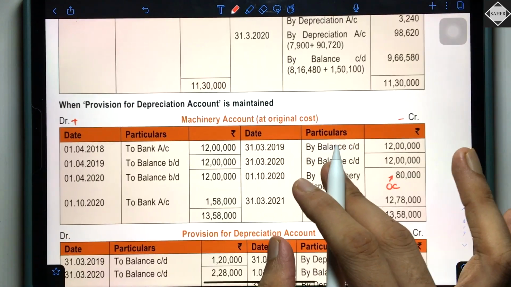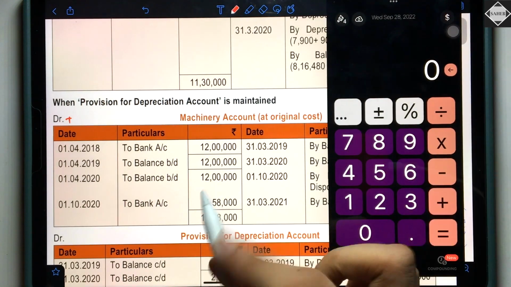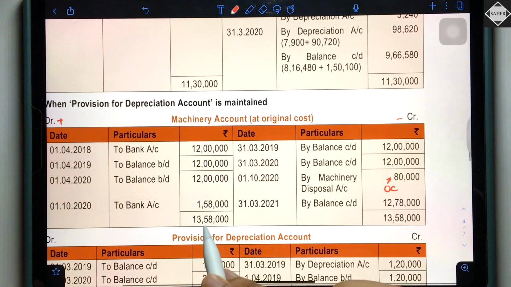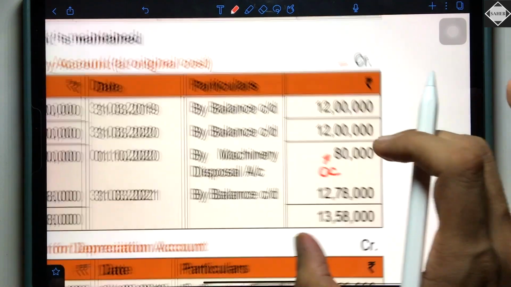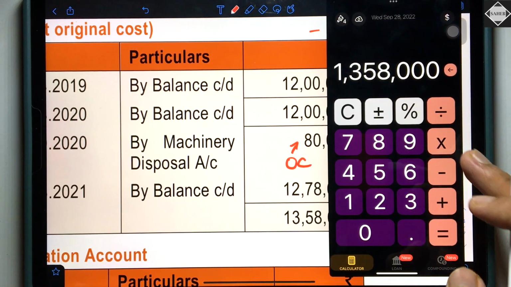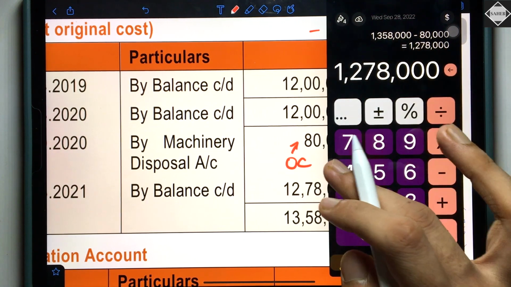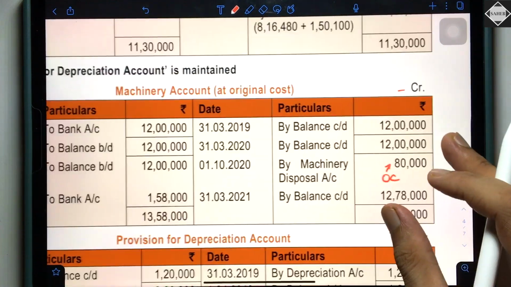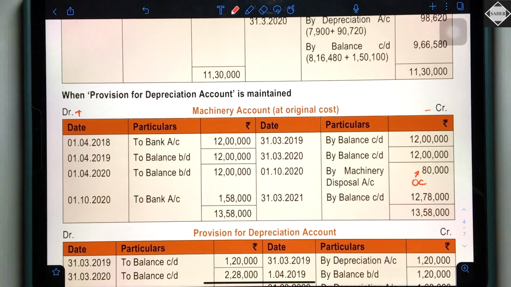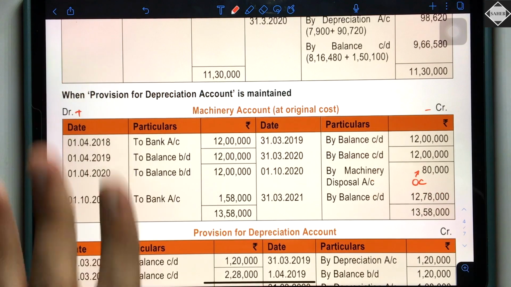Is it clear? Simple. After this, you just have to balance. How will you balance? Really simple. See, 12 lakh plus 1,58,000, you all know that's 13,58,000. So write 13,58,000 on both sides and then subtract 13,58,000 minus 80,000, that gives you 12,78,000. So this 12,78,000 is the closing balance. Do you understand this? Simple and straightforward. So machinery account is completely finished. From 1st April 2018 you came to 31st March 2021, all the transactions have been considered.